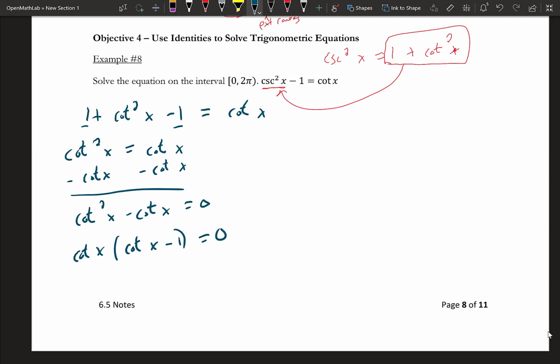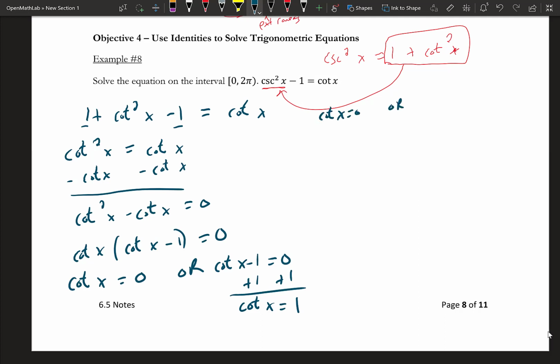Then applying the zero factor theorem, that would mean that cotangent of x equals 0, or cotangent of x minus 1 equals 0. If I add 1 to both sides here, we get cotangent of x equals 1. So far, cotangent of x equals 0 or cotangent of x equals 1. Cotangent of x equals 0 gives me that tangent of x is undefined. I'm stuck in between 0 and 2 pi, so the values where tangent's undefined would be at pi over 2 and 3 pi over 2.